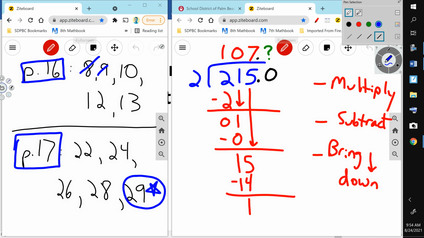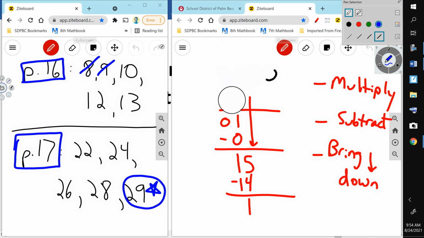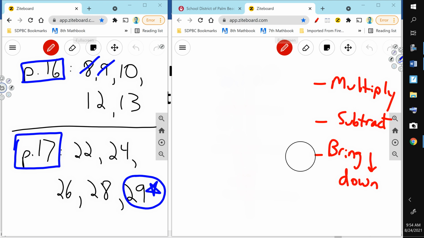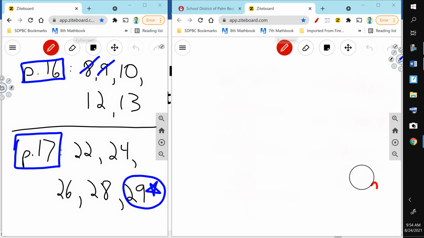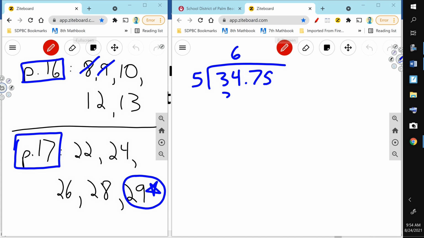Now we are on number 10. Number 10. 34.75 divided by 5. So 5 won't go into 3. 5 will go into 34 6 times. So we're going to multiply, subtract, and bring down.